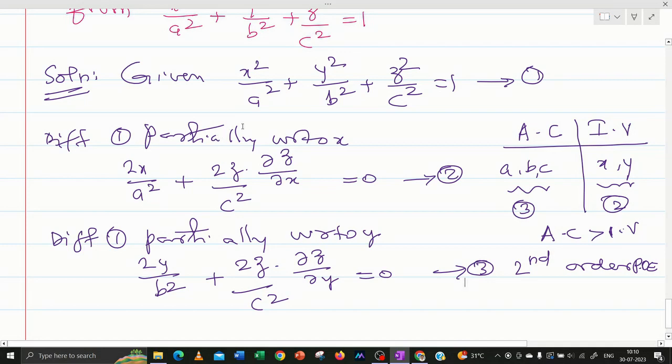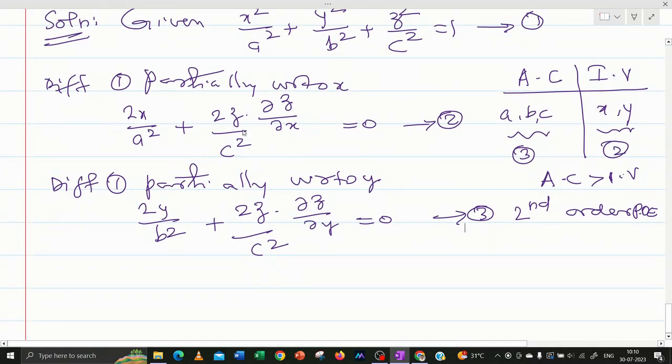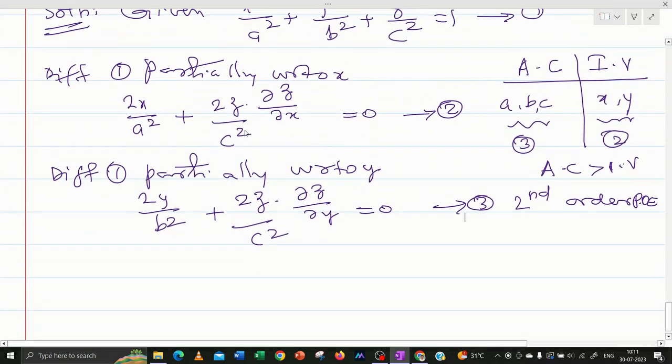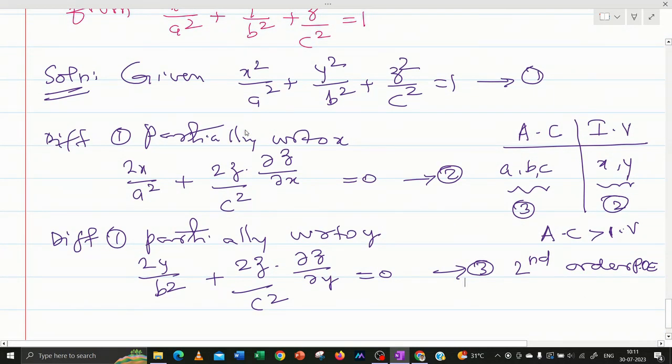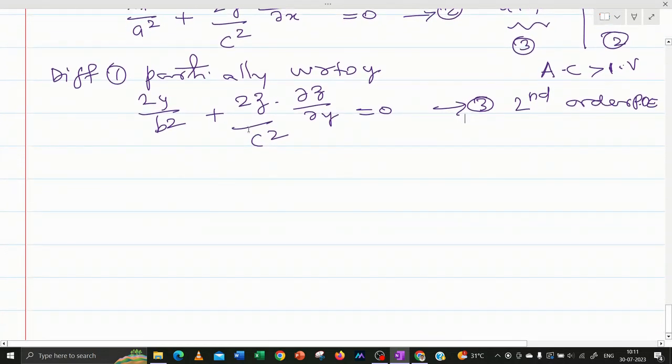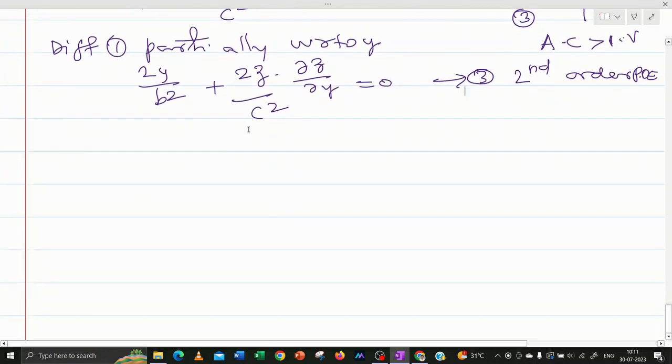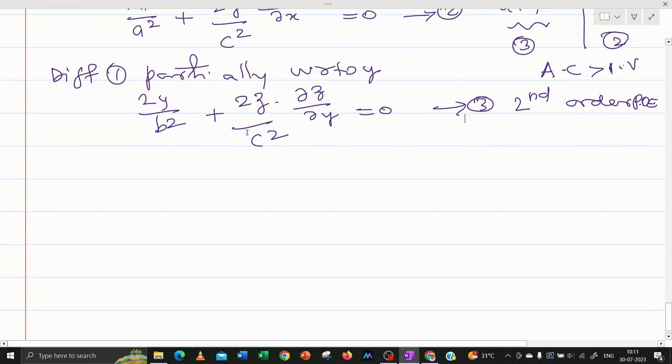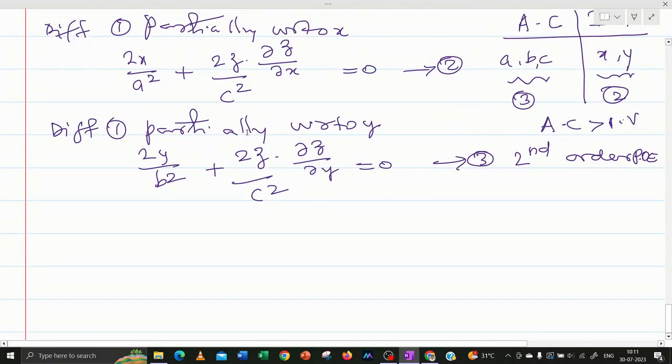Our aim is to eliminate the arbitrary constants a, b, c from these equations. Even if you substitute 2 and 3 in 1, we are not able to eliminate the arbitrary constants here. Then there is no other choice, we can go for the higher order partial derivatives. So 2 and 3 are here.